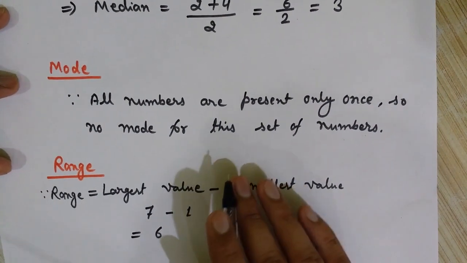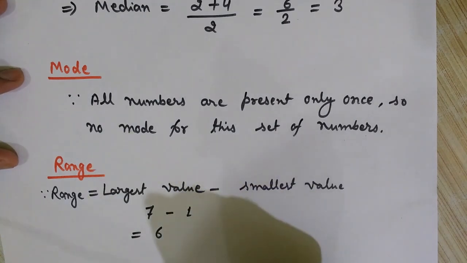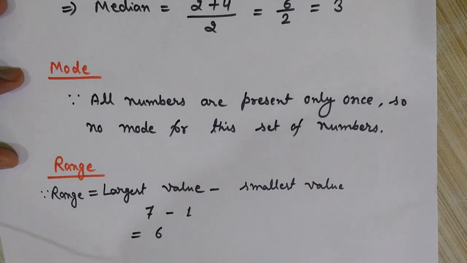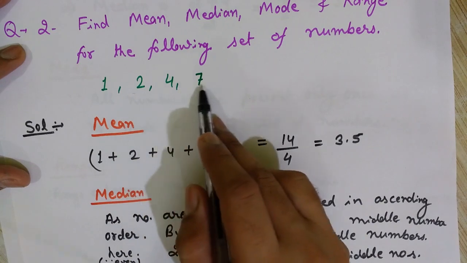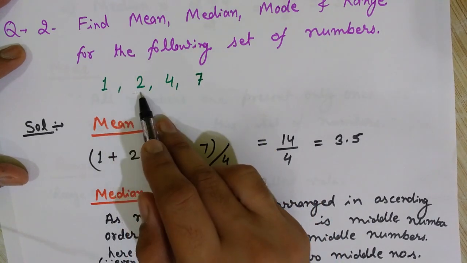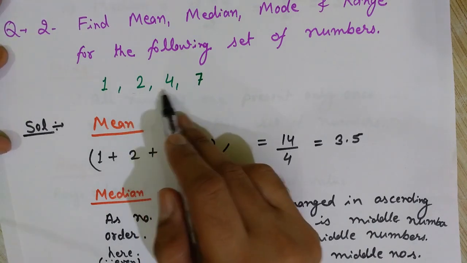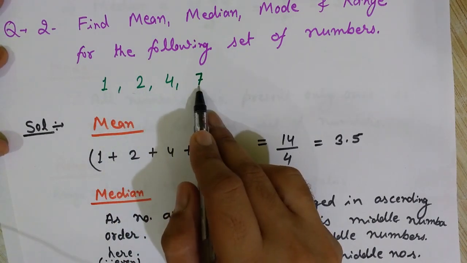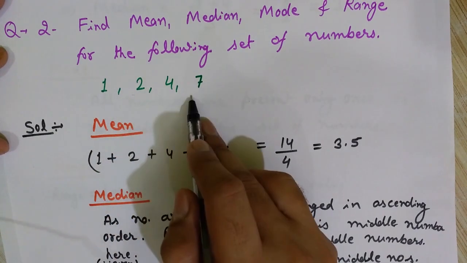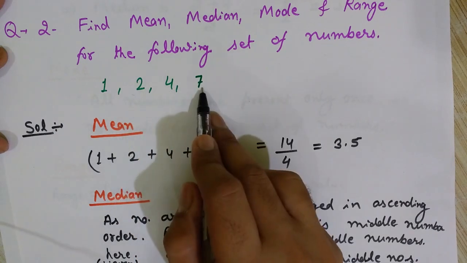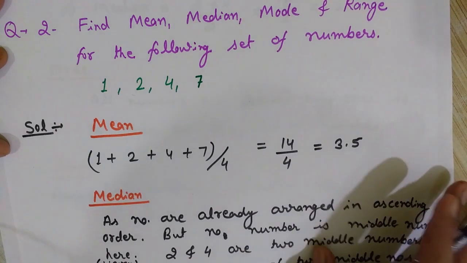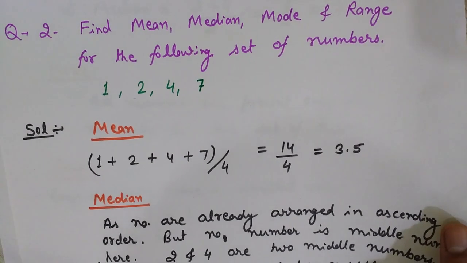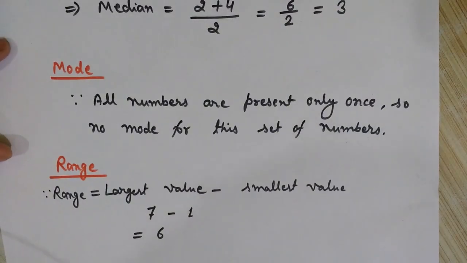Now let's come to the mode. As we know, mode is the number that is present most frequently, appearing the maximum number of times in the set of values. But if you observe here, all the values are appearing only once. No number is even appearing twice. So how can we find its mode? There is no mode for this case, because all the values appear only once, so no number appears more often than the others. So there is no mode for this set of values.